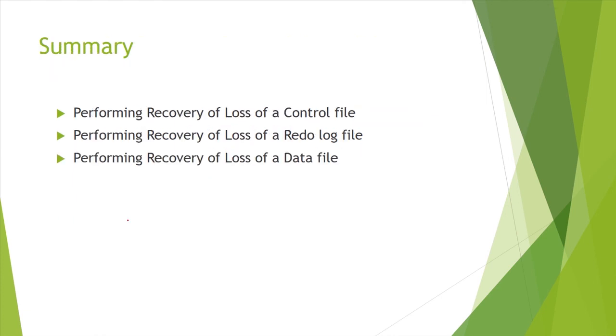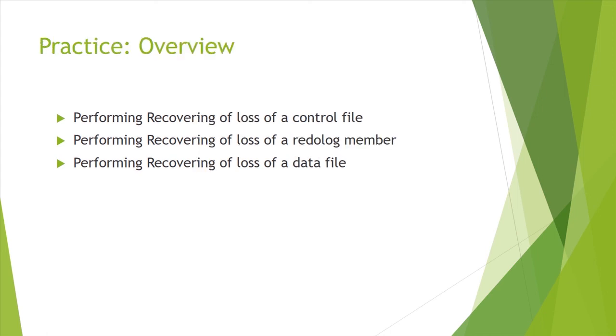So in this chapter, we discussed how to perform recovery of a loss of a control file in case you have multiplexed control files, how to perform a recovery of a redo log file member in case you have a multiplexed redo log group, and last thing, how to perform a recovery of a loss of a data file in case your database is in archive mode or in no archive log mode. In the practice, we will see how to perform recovery of loss of a control file, how to recover a loss of a redo log member, and last thing, how to recover a loss of a data file. I hope this chapter was informative for you, and thank you for watching.